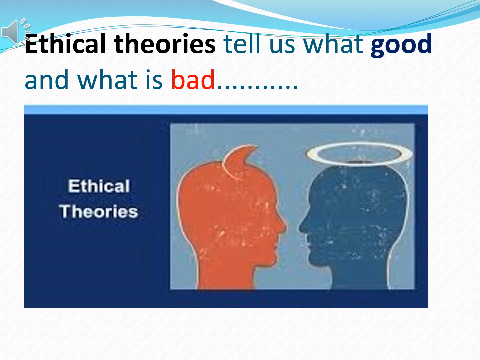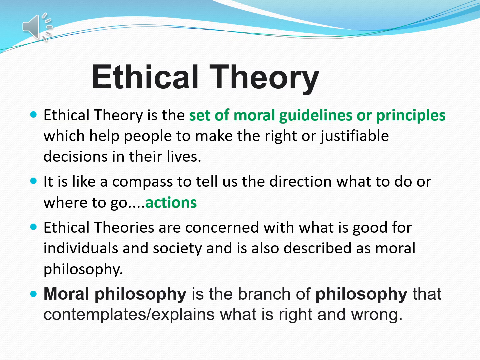Ethical theories basically tell us what is good and what is bad. So let's first define the ethical theory. What is ethical theory? Ethical theory is a set of moral guidelines or principles which help us to make the right or justified decisions in our lives. These theories, worked out by a lot of philosophers and even religious people, basically set the guidelines or principles for how we have to live life, and our actions should be justified. If anything we are doing, it should be justifiable by the ethical theories or the guidelines provided to us by religion, by a society, or by the philosophers.